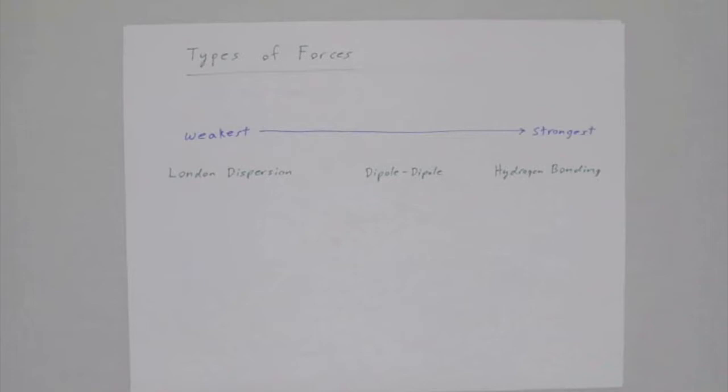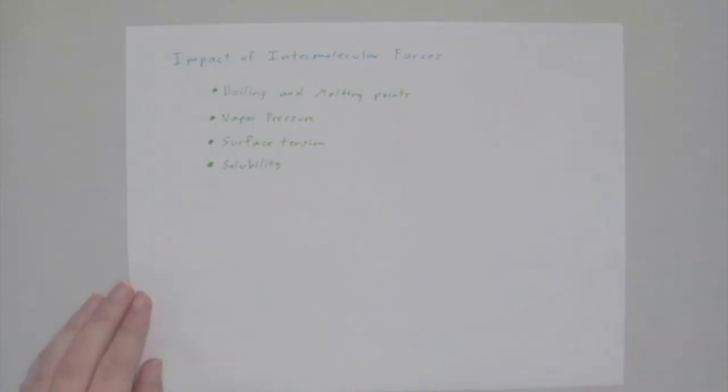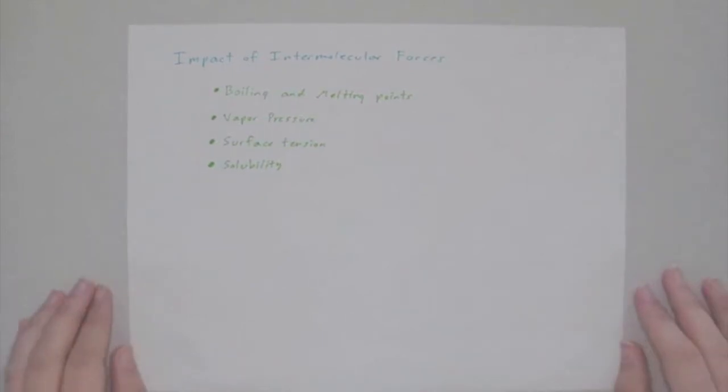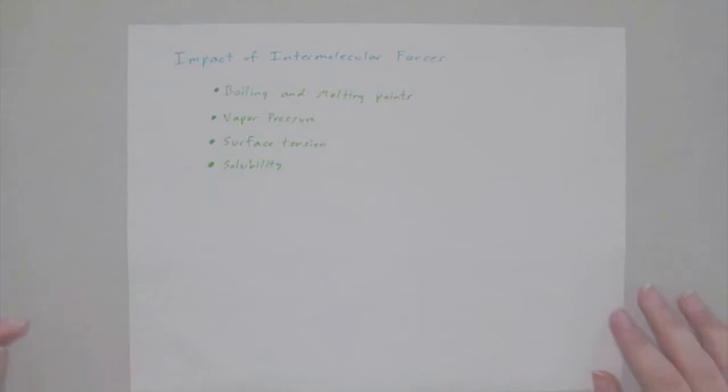So that's all fun, but why do we care? What do these forces do for us? Well, your intermolecular forces affect a lot of physical properties of your different compounds. So it'll affect things like your boiling and melting points, your vapor pressure, your surface tension, and your solubility. If we look at a few examples, it becomes pretty clear why this happens.